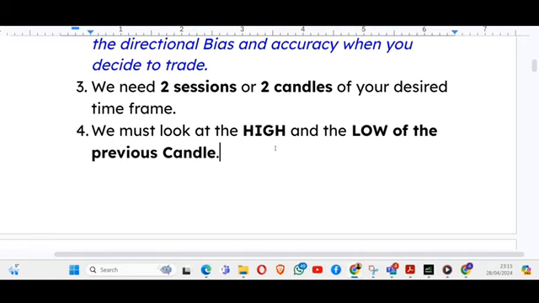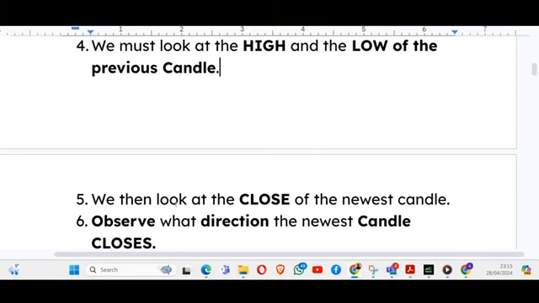So what we then want to do is look at the highs and lows of the previous candle, so we're looking at the highs and lows of candle 1. Now, we then look at the close of the newest candle, that's candle 2. So in this picture I just painted about Friday versus Saturday, for us to know where to go today on Sunday, if we were to trade today, this is an example, we're going to be looking at what happened to Saturday's candle and what happened to Friday's candle. We're going to be comparing those. So what did Saturday's candle do versus what did Friday's candle do?